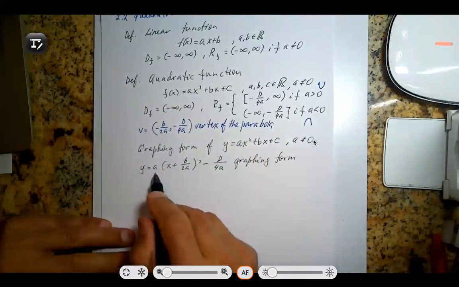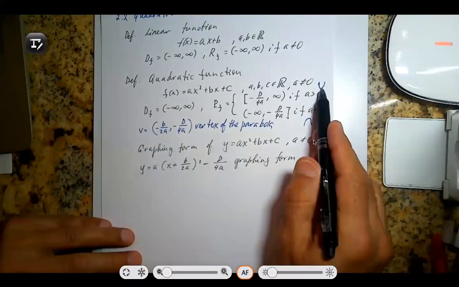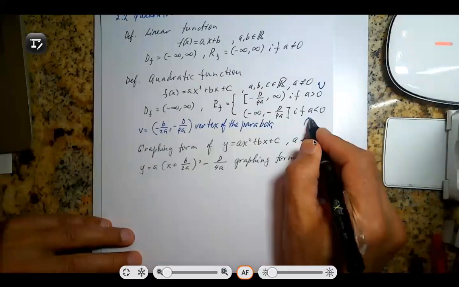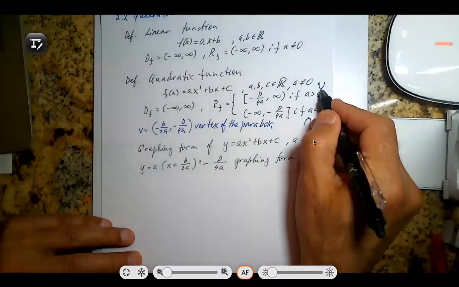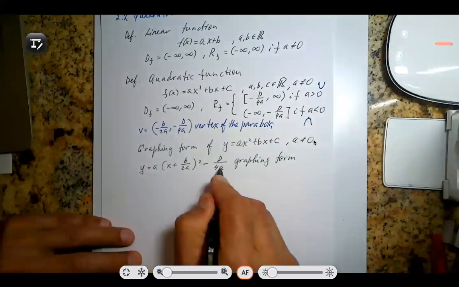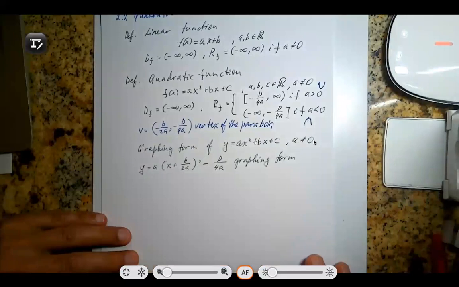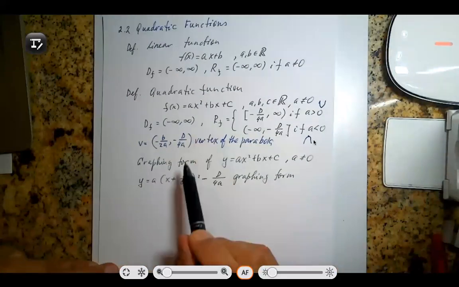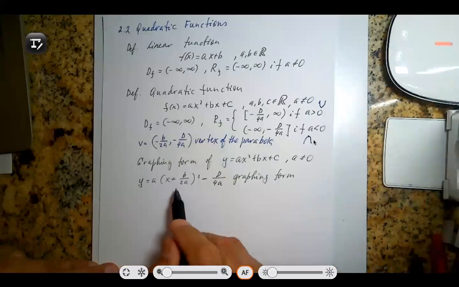Again, if a is positive, the parabola opens up. If a is negative, opens down. So in this case, this is the highest point. In the first case, lowest point. So the vertex is negative b over 2a, negative b over 4a.